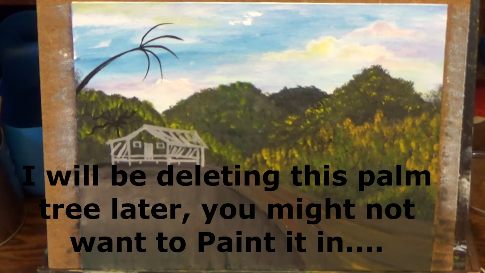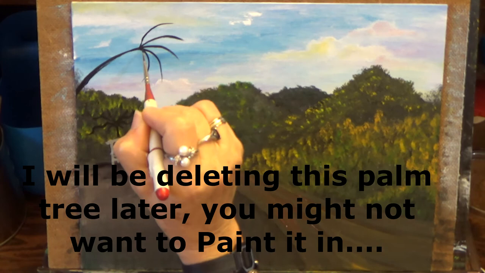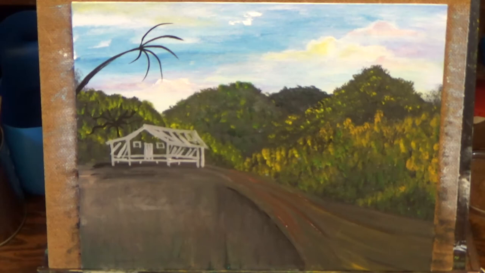Let's see what else. We might add some little flowers here later so that it can balance with this. Add one more going that way. All right. Later we'll play with that. I'll show you how to do that with a fan brush. But for now, let's work on the shadow underneath the house.